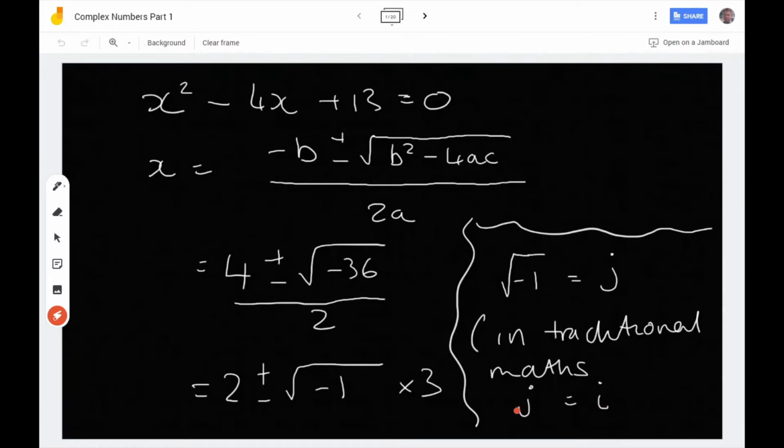and the reason we use j in engineering maths is that i is the value for instantaneous current, so it could get a little bit confusing if you had two i's in a mathematical expression and one was current and one was this replacement, so we make it j.